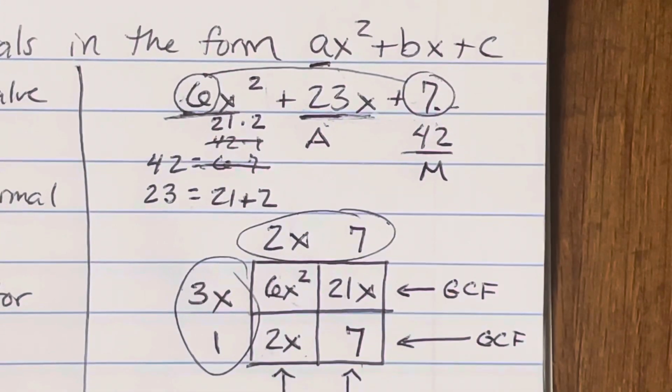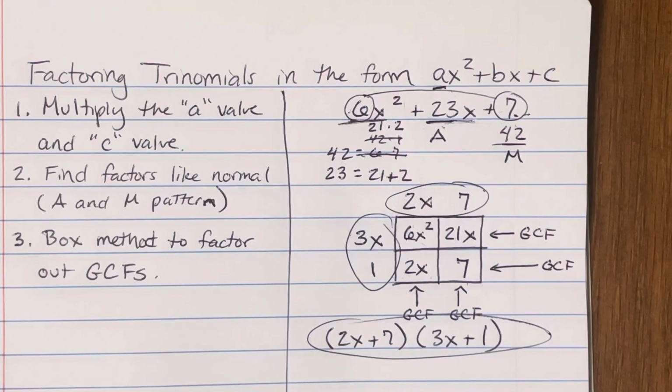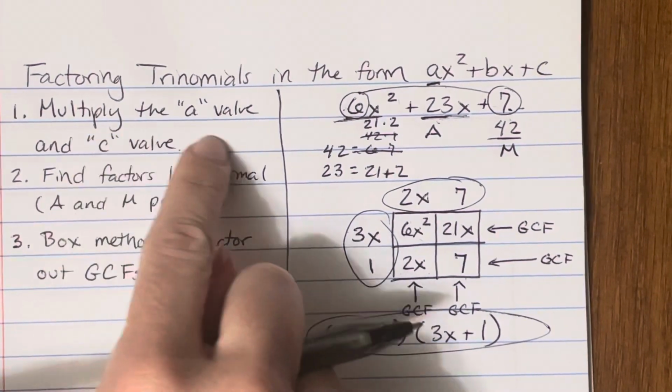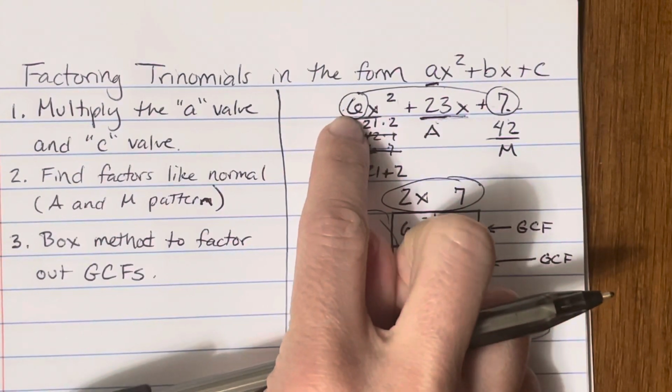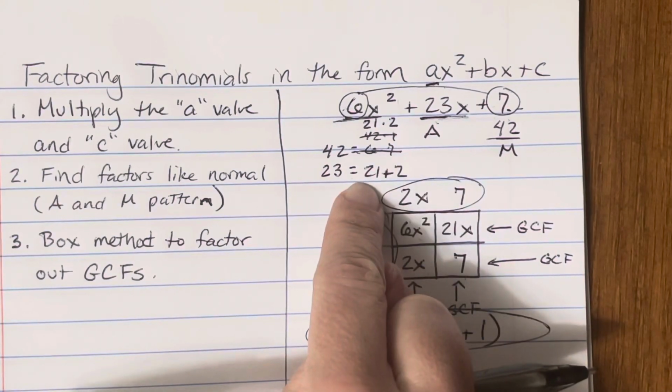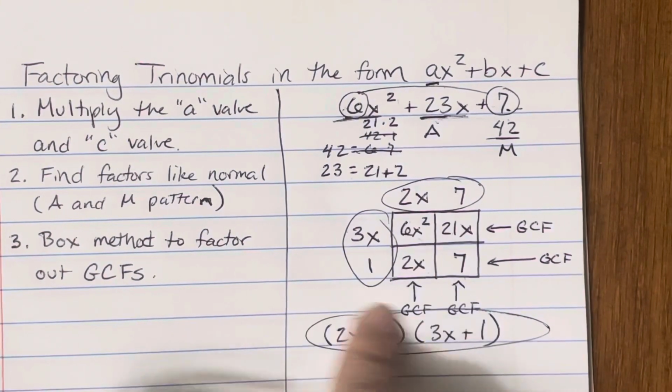All right, so right now you may be thinking, oh gosh, that's a lot of steps and that seems really weird. We're going to do another couple and just make sure that we feel good about these 3 steps. First, multiply the a and the c. That's the first step you have to do when you see that first coefficient. Find the factors like normal, and then we're going to use this box method to push out greatest common factors to find out what multiplied together.